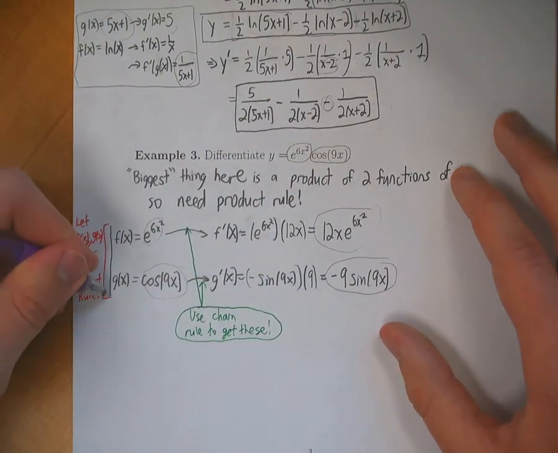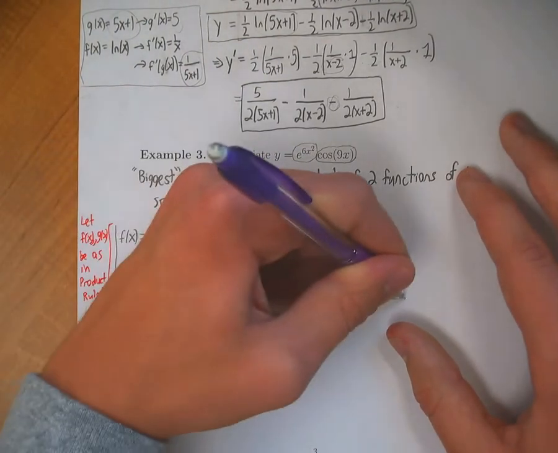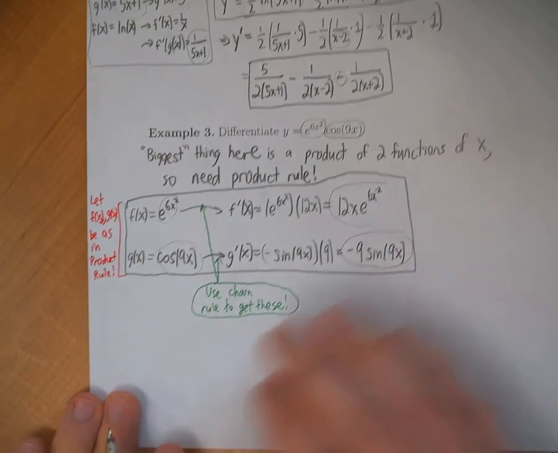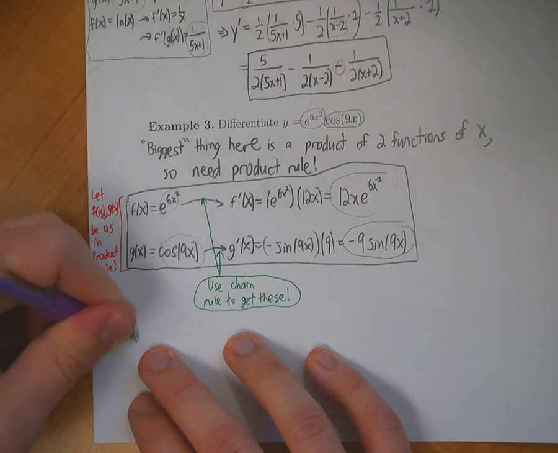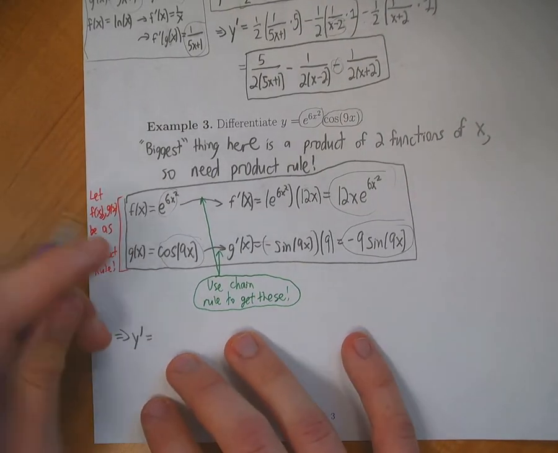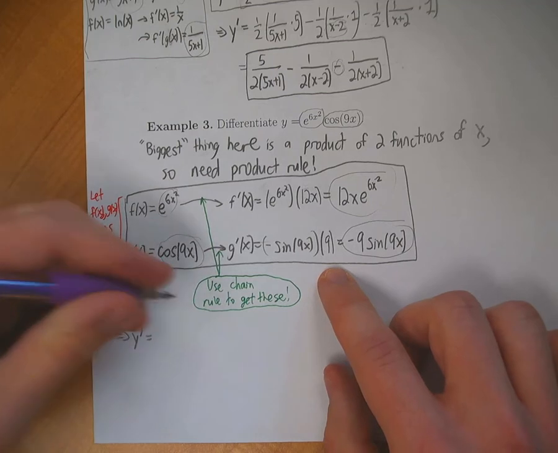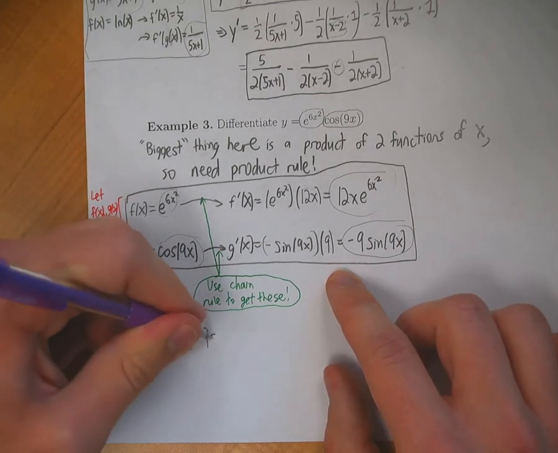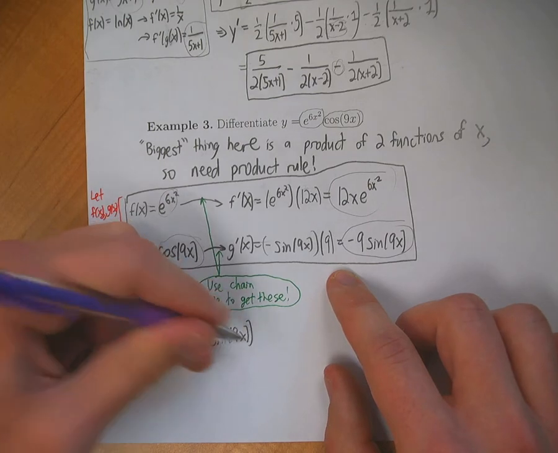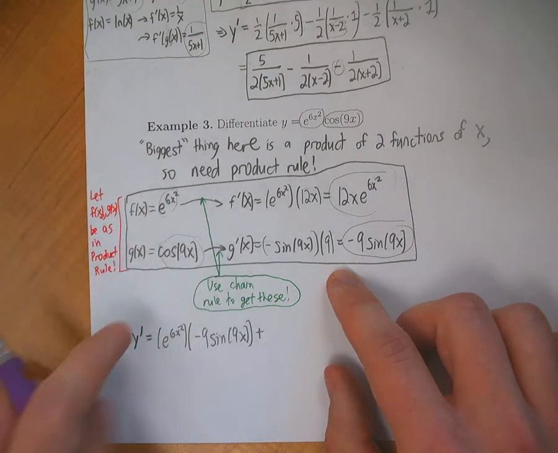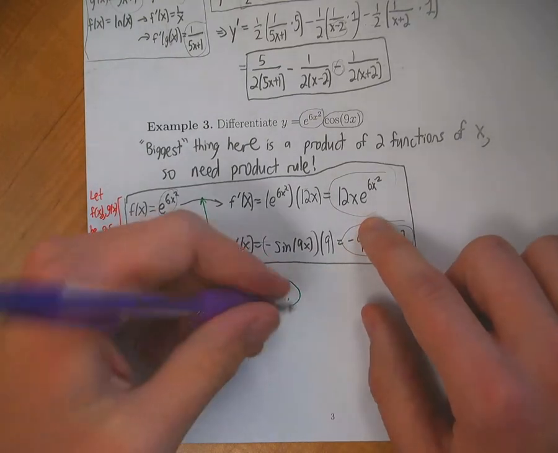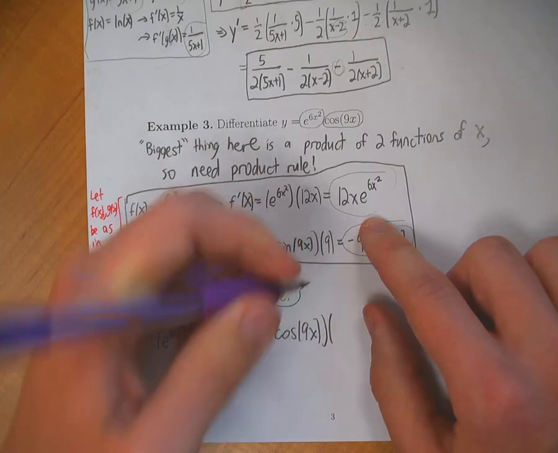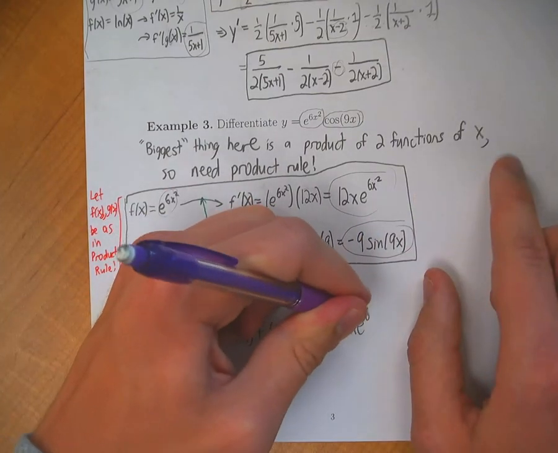So now let's go ahead and plug that all into our good old product rule. Okay. So y prime becomes f times g prime. So we have e to the 6x squared times negative 9 times sine of 9x. And then plus g times f prime. So that would just be cosine of 9x times 12x e to the 6x squared.